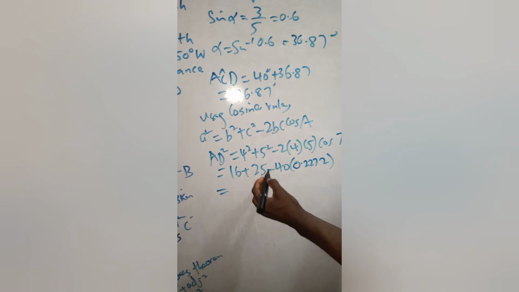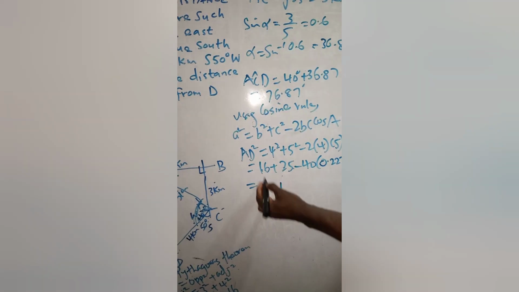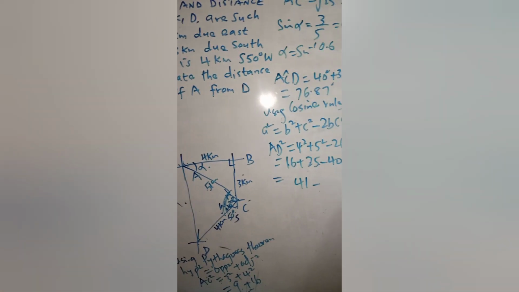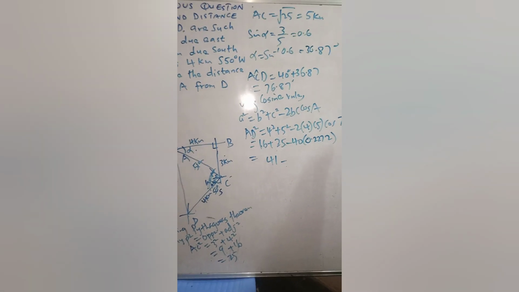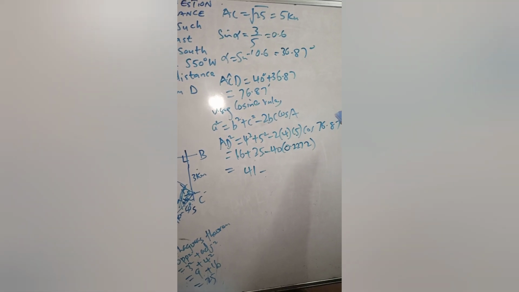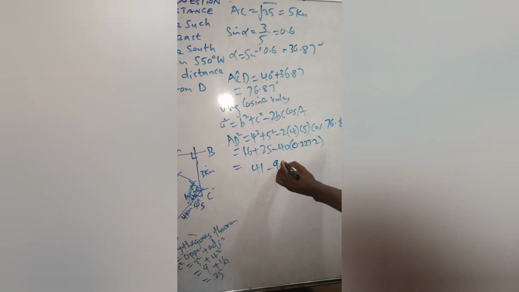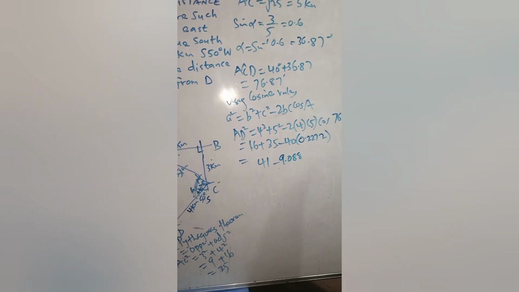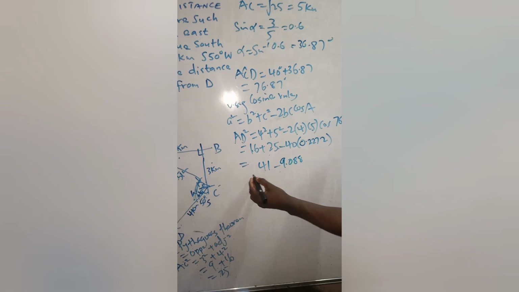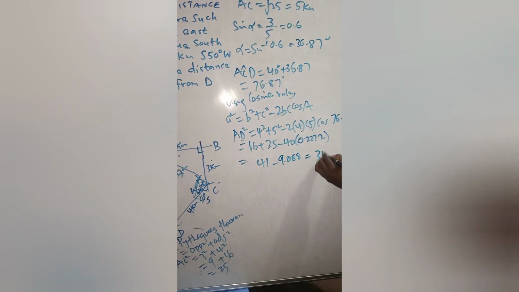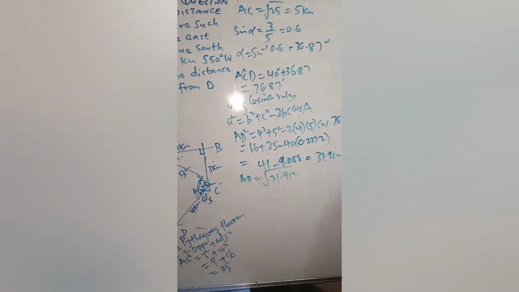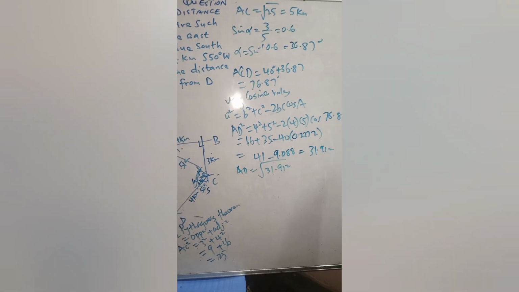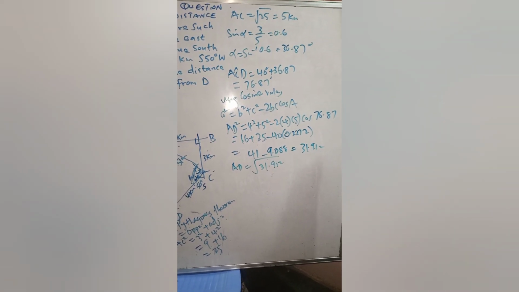0.2272. So 16 plus 25 is 41, minus this times 40. So we have 40 times 0.2272 is equal to 9.088. So 41 minus this, we have 31.912. So AD is square root of 31.912. That is 5.65 kilometers.